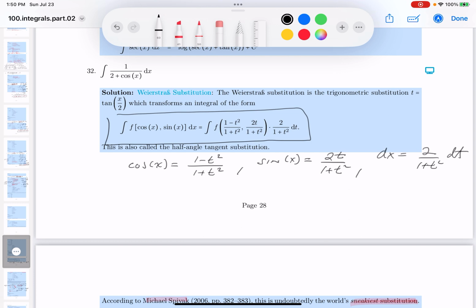We're going to make this substitution, all right? So someone says, what is it going to look like? Well, I'm going to put a star here because I'm making this really tricky substitution. What do you get? 1 over 2 plus, well, cosine is going to be 1 minus t squared over 1 plus t squared, times, well, dx is 2 over 1 plus t squared dt. All right, what am I going to do now?